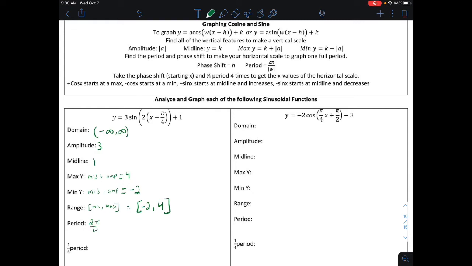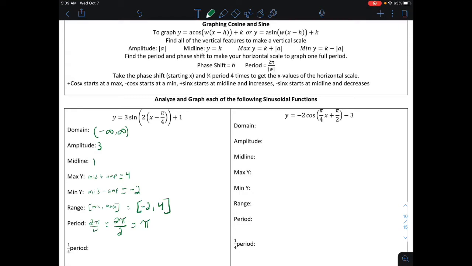The period of sine or cosine is going to be 2 pi divided by w. Well, w is the number that multiplies to the x. So w is 2 for this trig function. So to see what my new period is after applying a horizontal stretch or shrink, I take 2 pi, divide it by 2. I get a new period of pi radians. So start to finish, it's going to take me pi radians to do one full cycle.